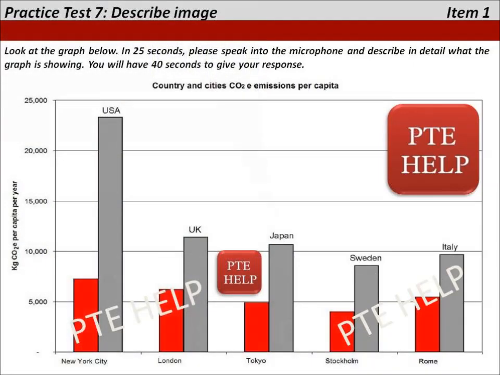Sample Answer 1. This diagram represents the carbon emissions per capita by various nations and their respective cities, such as New York, London, Tokyo, Stockholm, and Rome. Firstly, the most salient feature is that USA is the leading nation in this category, where the emissions are noticeably highest, accounting for almost 22,000 kg per year, whereas UK and Japan are emitting almost the same amount of CO2, around 10,000 kg. Sweden and Italy hold the last two positions.